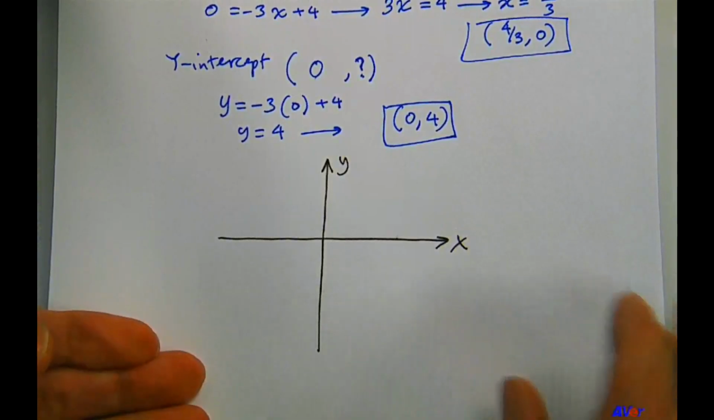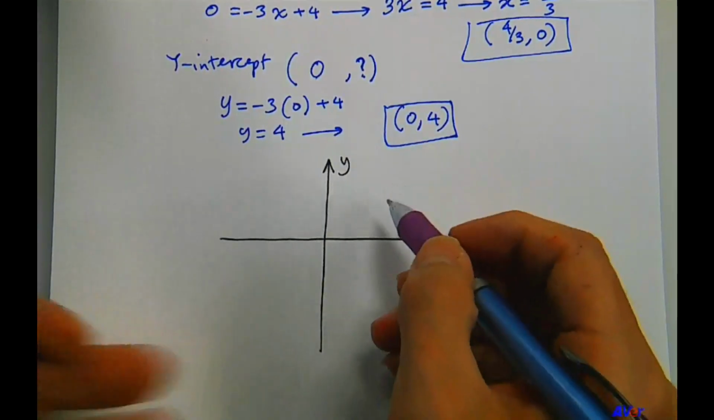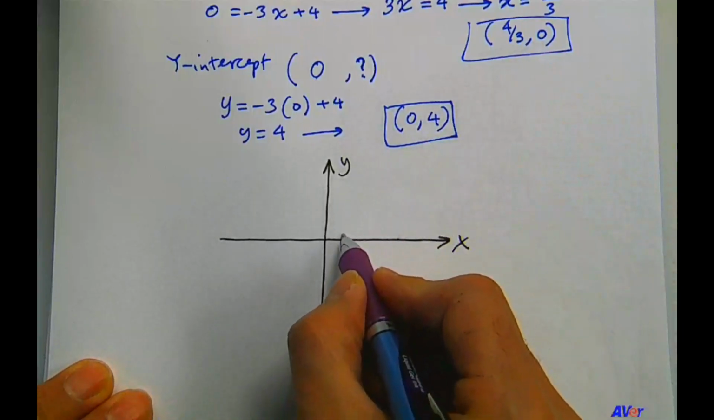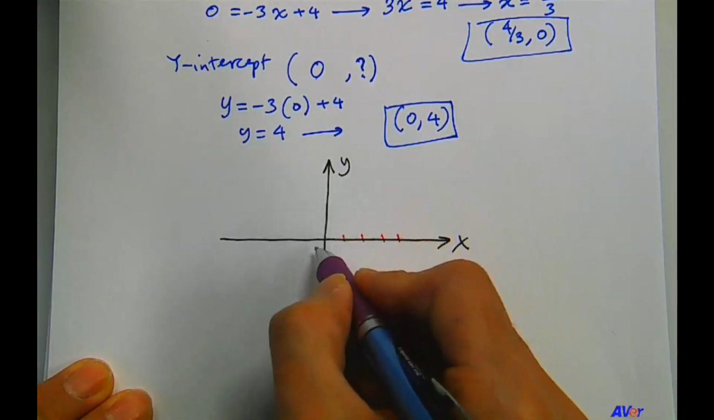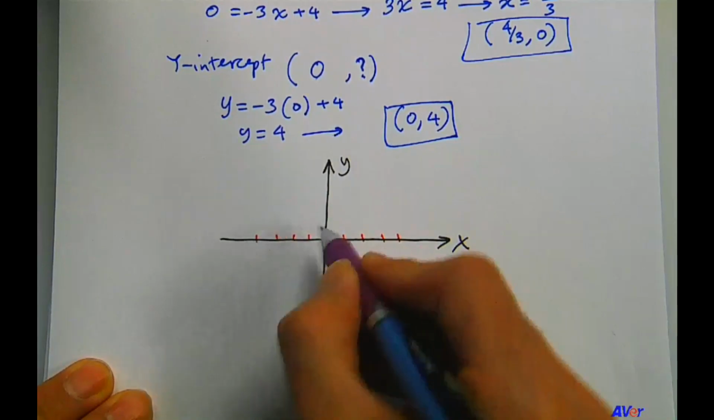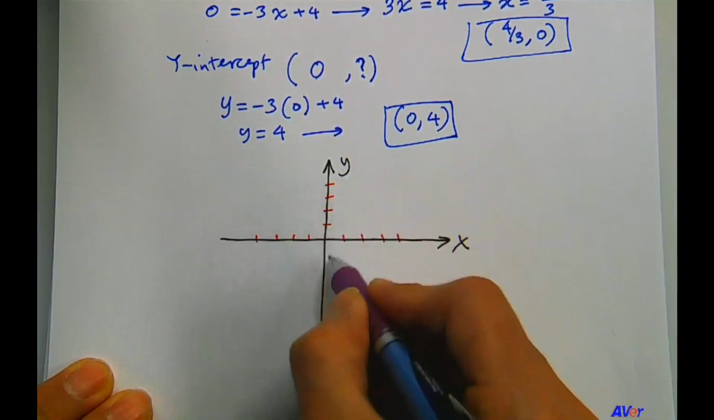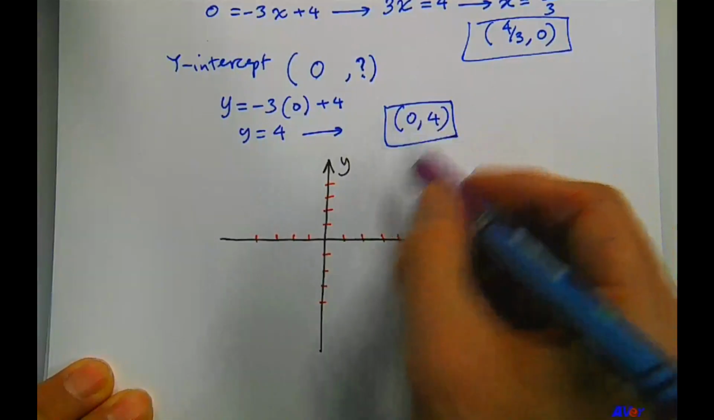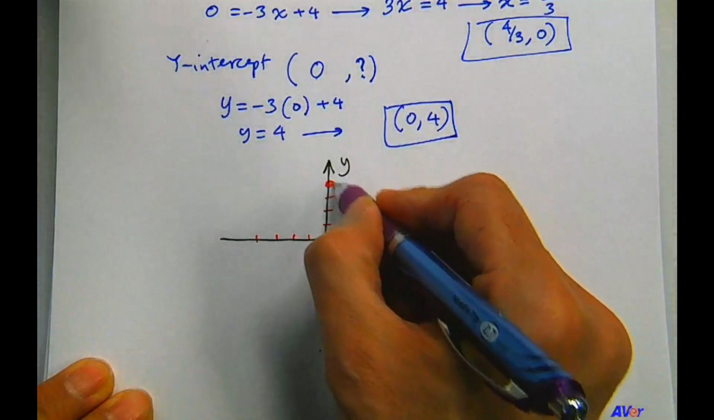Okay, I'm going to plot these 2 points. Well, first of all, let me increment this. These are small, easy numbers. So 1, 2, 3, 4, 1, 2, 3, 4, 1, 2, 3, 4, 1, 2, 3, 4, roughly, right? So 0, 4 would be here.